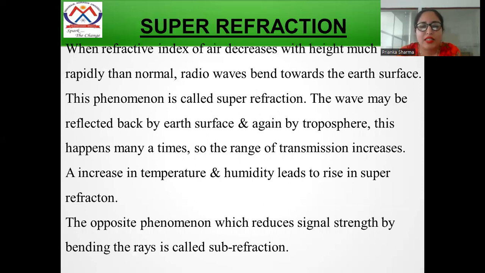When the refractive index of air decreases with height much more rapidly than normal, radio waves bend towards the Earth's surface. This phenomenon is called superreflection. The waves are reflected back by the Earth's surface and again by the troposphere, this happens many times, so the range of transmission, or the distance which we can cover, increases. Increase in temperature and humidity leads to a rise in this phenomenon of superreflection. The opposite phenomenon, which reduces the signal strength by bending the rays, is called subreflection.